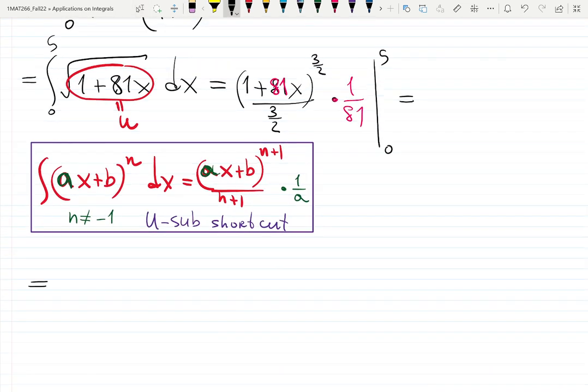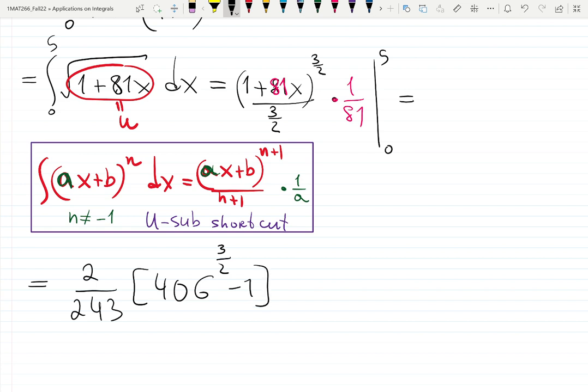And now you simplify, and it's going to be 2/3 divided by 81, and so on. I actually have a simplified version. We're almost done, I promise. We're almost there. 5 minutes left. So if you simplify, it's going to be 2 over 243, 406 to the 3/2 minus 1. This is the exact answer.